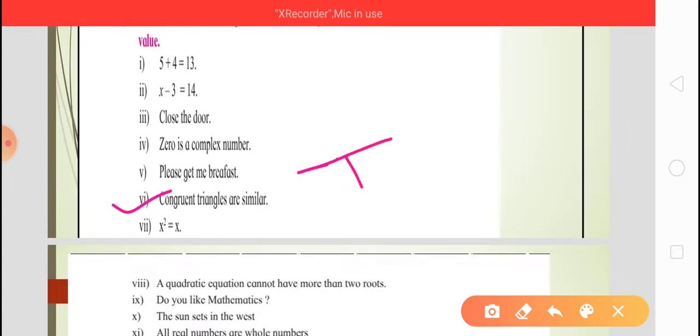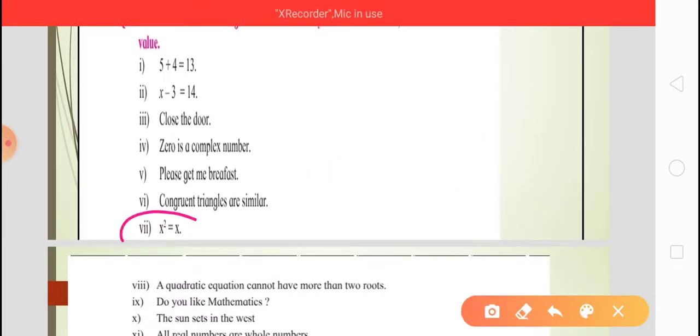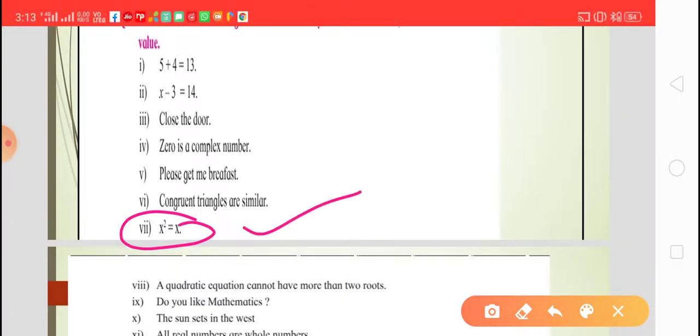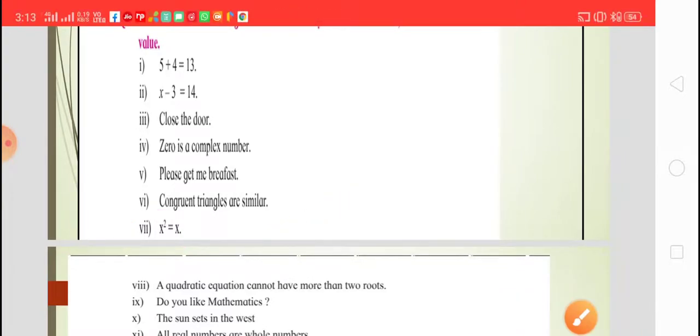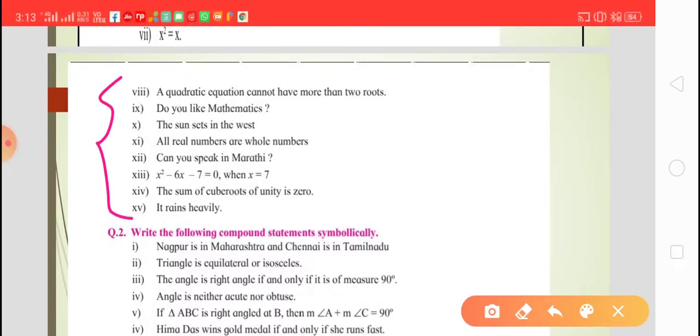Okay, friends, next one. x square equal to x. Again, we don't know the value of x here, so this sentence is an open sentence. And is an open sentence a statement or not? It is not a statement. So friends, you must try all these examples. In the next video I will give all the answers on my channel, and please do the practice for all examples.